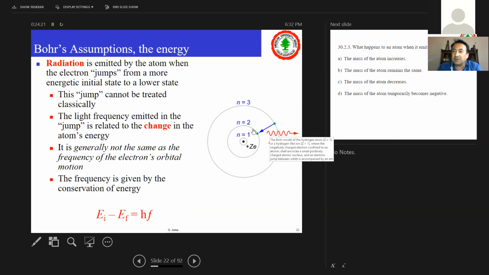So one of the major accomplishments of Mr. Bohr is simply this relationship here, which is E initial, the energy initially, minus the energy final equal to hf. This is a link between the electron energy and the photon, which we have seen with our friend Mr. Einstein. Einstein said that the photon has an energy E equal to hf, and now what Bohr did, he linked the electron's change in energy to the photon which is emitted by this electron. Okay, so the light frequency emitted in the jump is related to the change in the atom's energy.